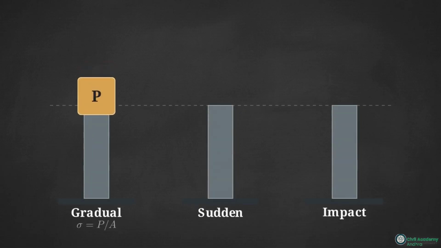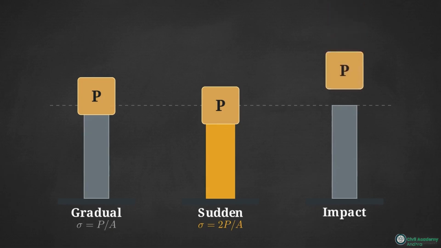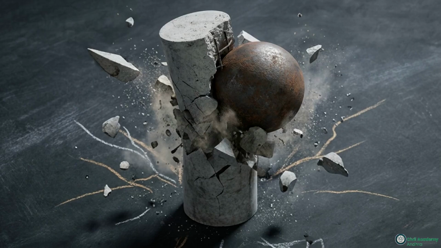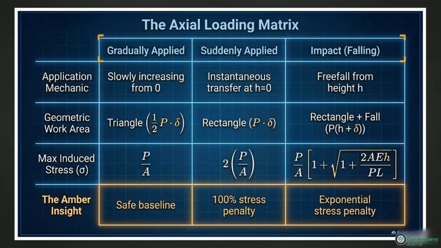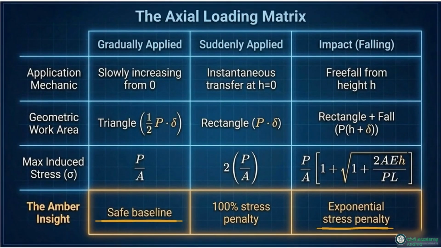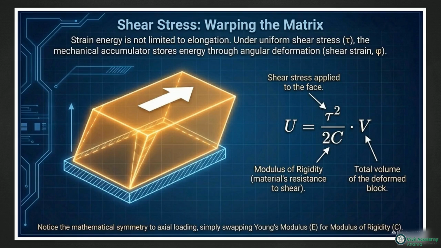That exact same mass, applied suddenly, will yield it. Dropped from a height, it will shatter it entirely. The rate of kinetic transfer governs the physical outcome. This matrix summarizes our axial parameters, mapping how the time of application scales internal stress from a safe baseline to an exponential penalty. This shear stress diagram shows how energy is stored through angular deformation.